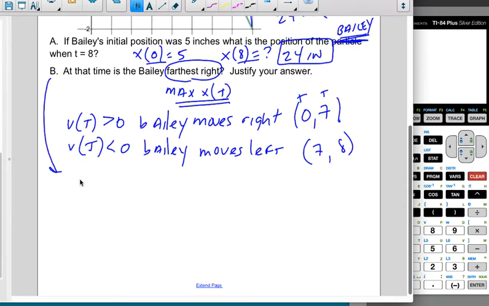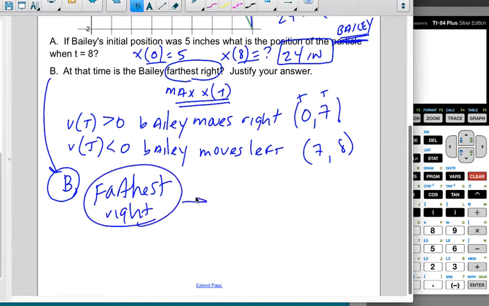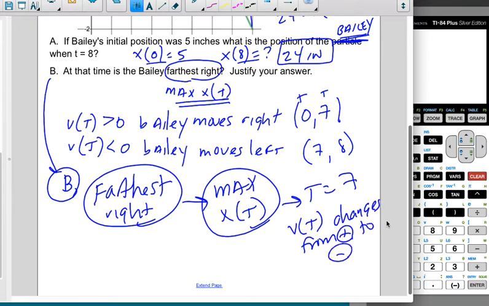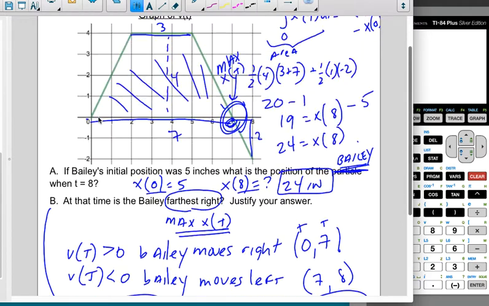So the answer to B is farthest right, right? So farthest right equates to the maximum of x of t, which happens when t is 7, because v of t changes from positive to negative, right? So essentially, we change from moving right to moving left, okay? So t is 7. And in fact, both of these endpoints are minima, right?